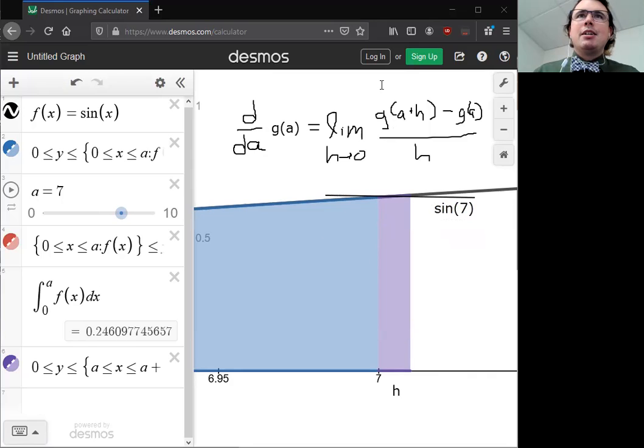This purple area is representing the change in my integral. So here I've taken the integral all the way up to 7.01, and I've subtracted off what's in blue here, the integral only stopping at 7. So this limit that I'm looking at is almost sine of 7 is the height, h is the width.